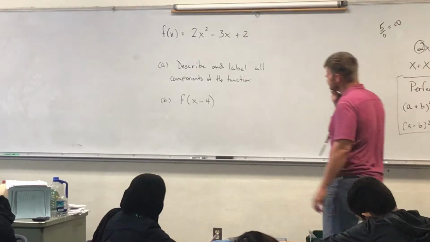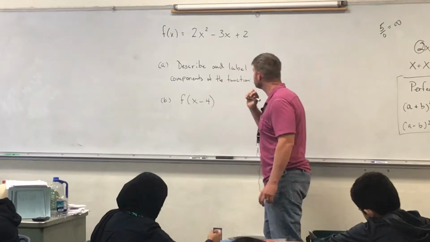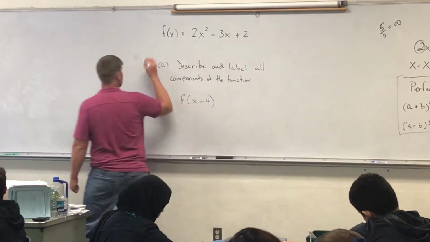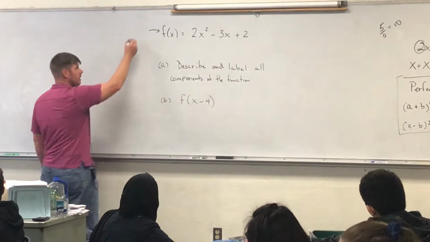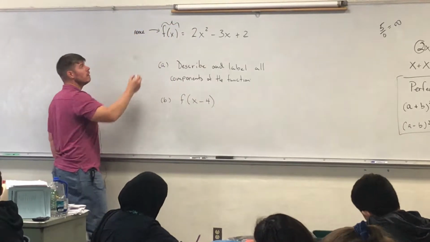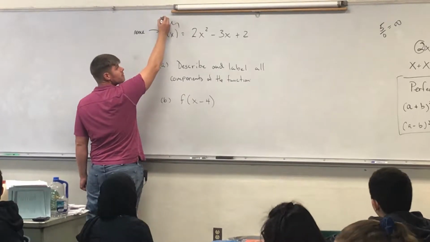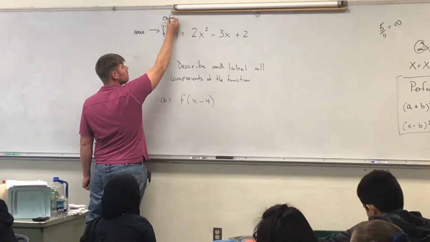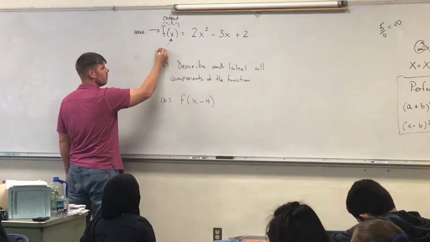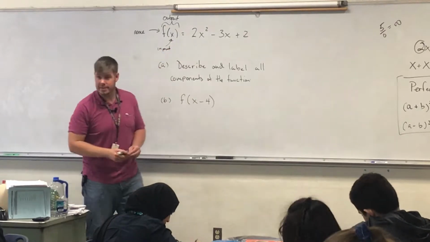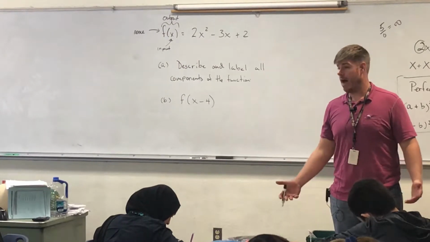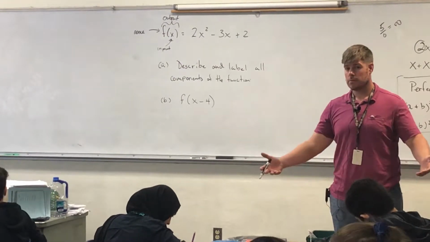f of x equals 2 times the quantity of x squared minus 3x plus 2. So let's label and describe everything. I'm going to point to something, and you describe it. What is that? That's the name. Now when I think of this collectively, that's the output. And then this thing inside of there is the input. Remember, inputs have to reside in an output, because if an input doesn't reside in an output, you don't have anything to calculate.